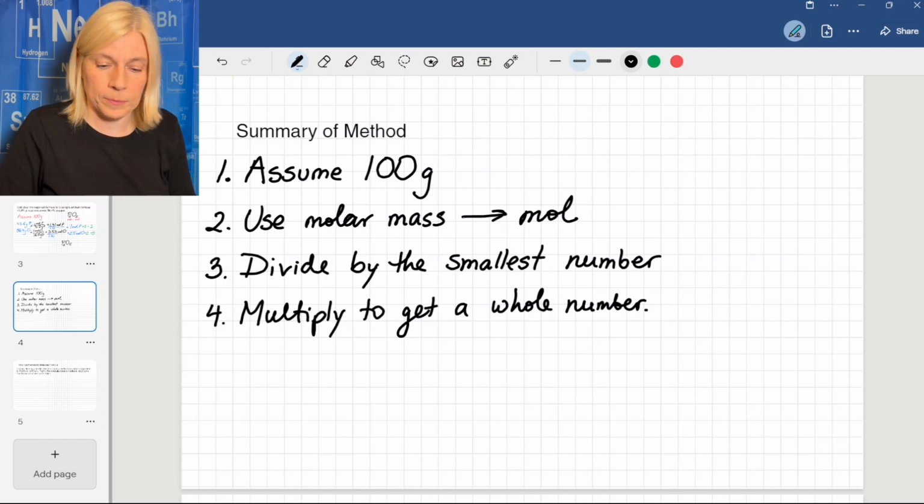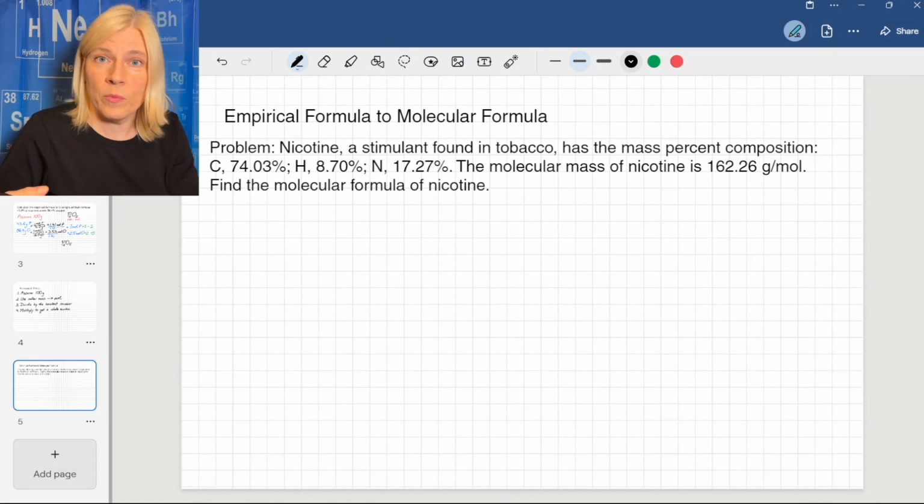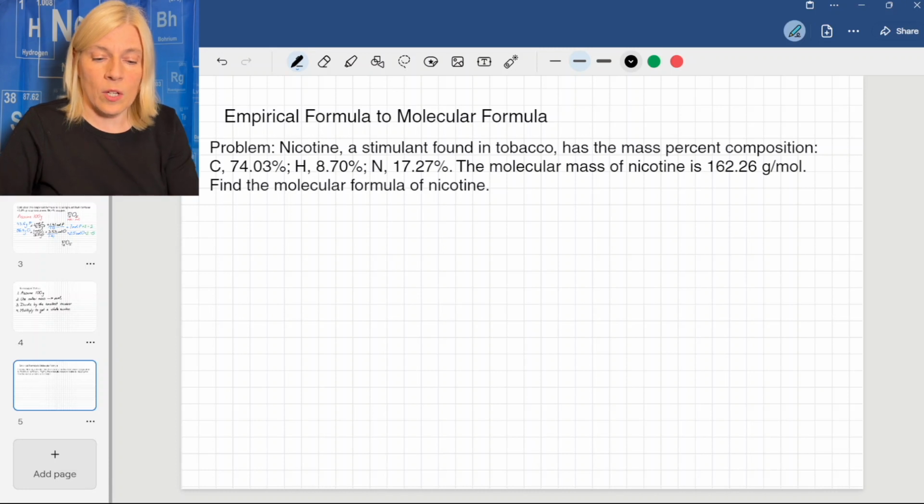Okay, let's keep going and do, how do you go from empirical formula to actually the molecular formula of a compound? So let's solve another problem. We're going to review our empirical formula and do one more step.